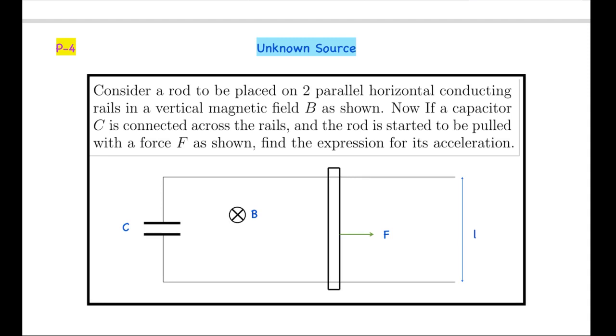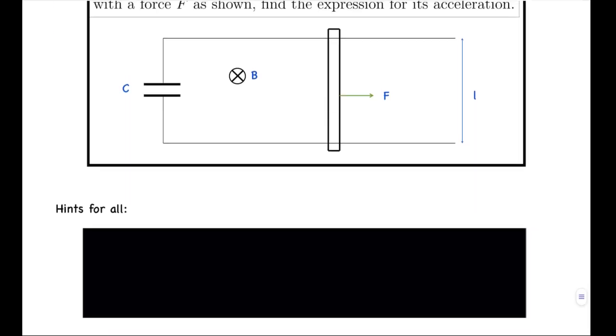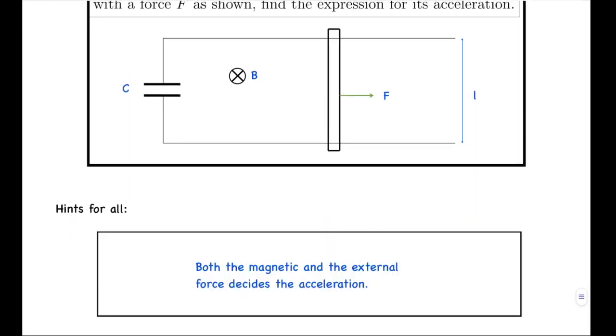So if you want to give all 4 questions a try, you should do it now. And they are very similar, so if you are able to do one of them, you just try a bit more, and probably you will be able to do all of them. Now the hint I want to give you for these questions is that both the magnetic and the external forces decide the acceleration. So it's not much of a hint, but yeah, that's all I've got. So if you want to try it again, you should do it now.